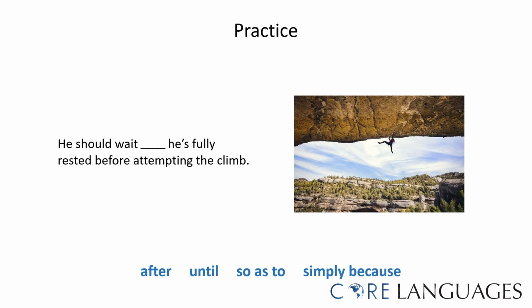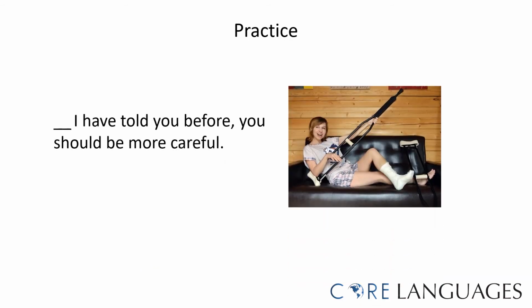He should wait after, until, so as to, or simply because he's fully rested before attempting the climb. Until. He should wait until he's fully rested before attempting the climb. This sentence also begins with the main clause, he should wait, and the subordinate clause is until he's fully rested before attempting the climb. And how about this example? As I have told you before, you should be more careful.